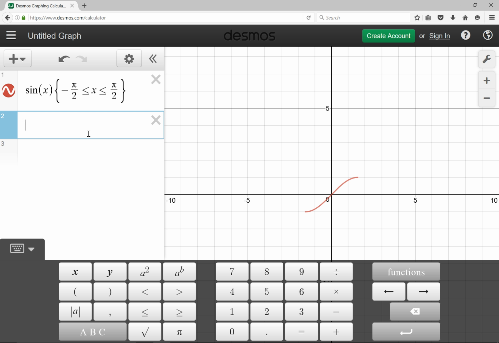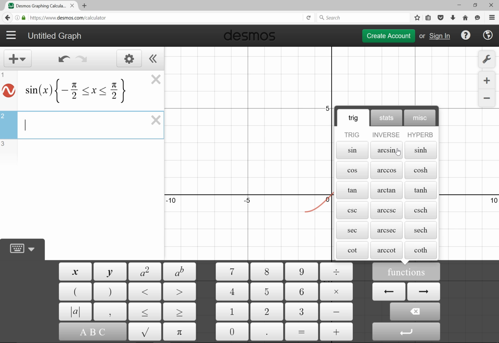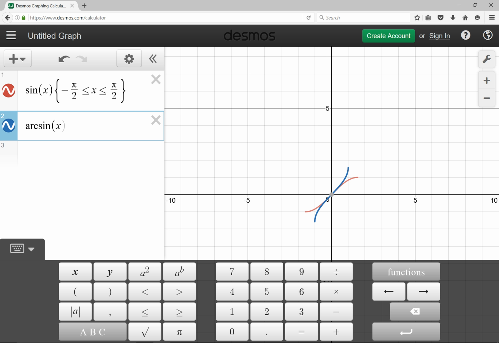And then I can also look at inverse sine, arc sine x. Bam. Basically what I drew. Nice. Can I do the same thing with cosine? Well, of course you can. Of course, that's not the right restriction, is it?